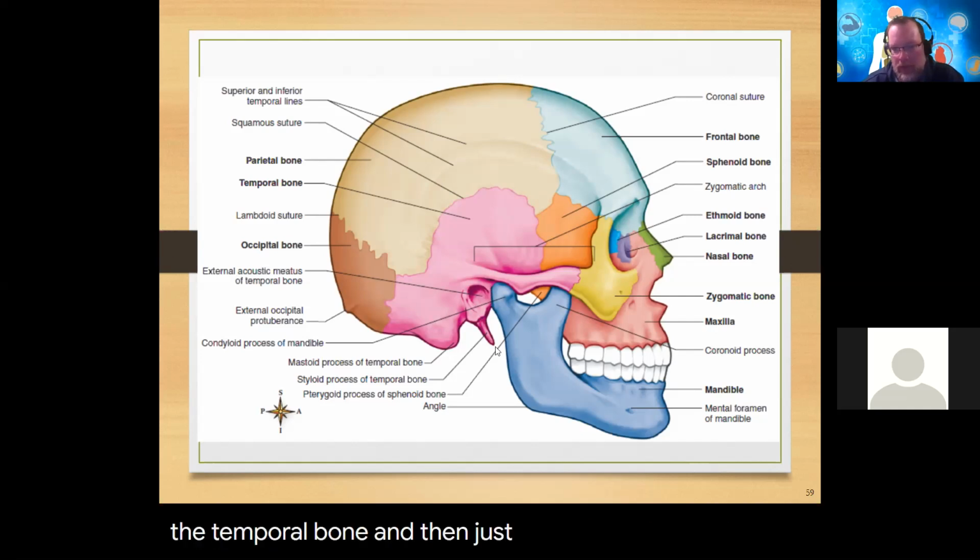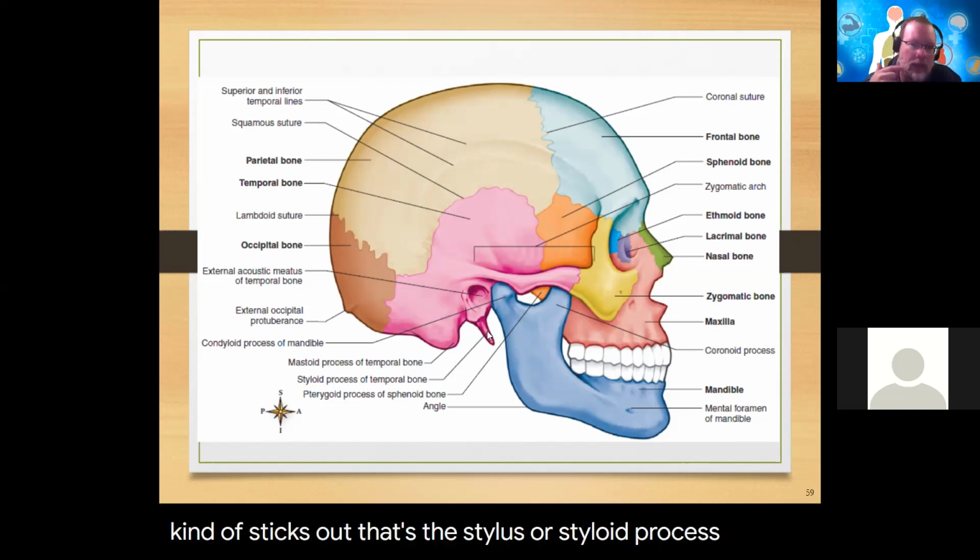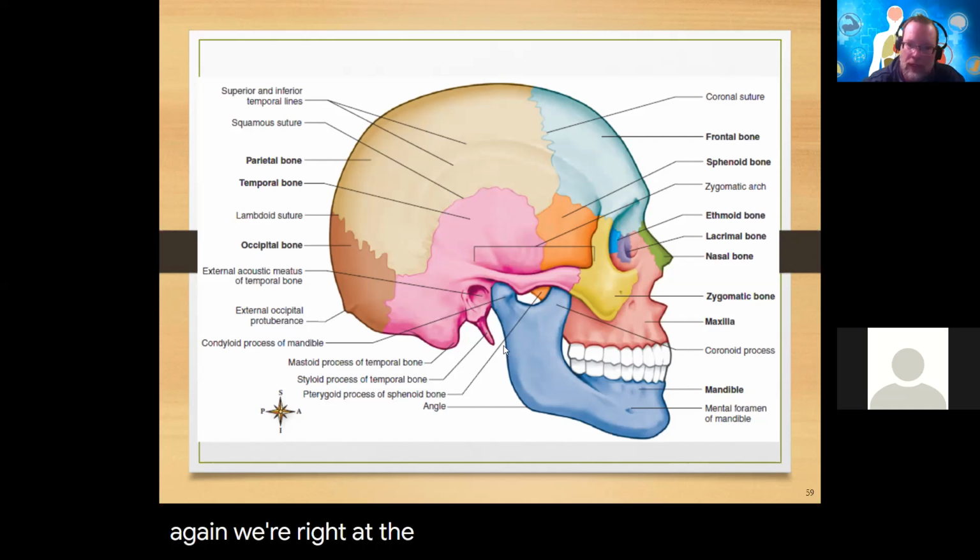And then just inferior and a little bit medial to that, we have this little process called a styloid process. Styloid means kind of like a needle point. And a process is just what it sounds like. It's like a protrusion that comes off of a bone. So we do see the word process occasionally as we go through the skeleton. That's the styloid process. Notice again, we're right at the posterior border of the mandible.